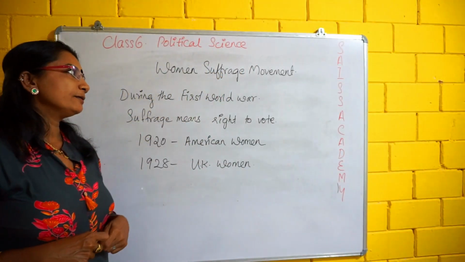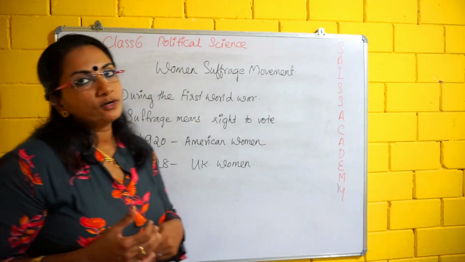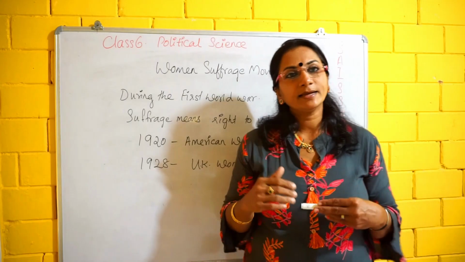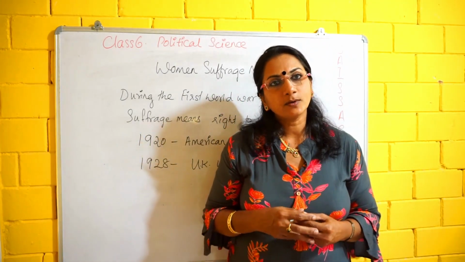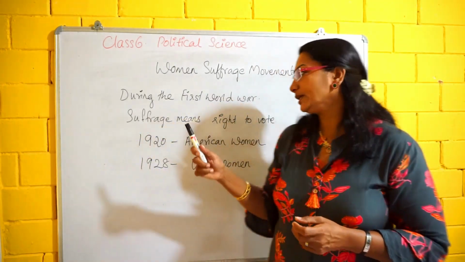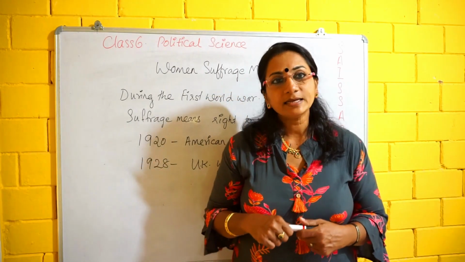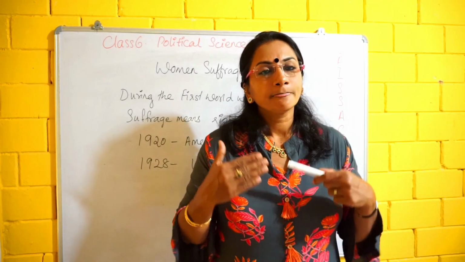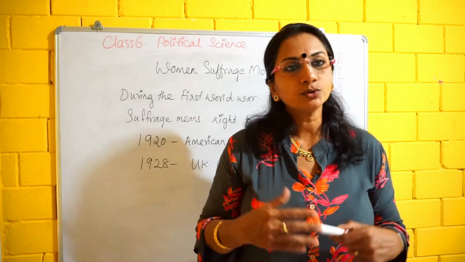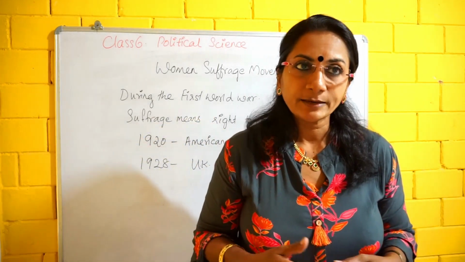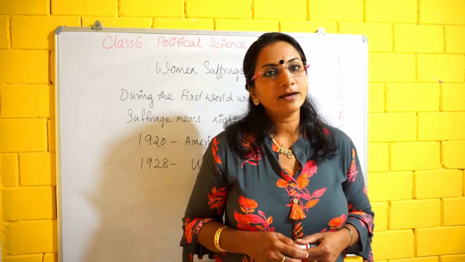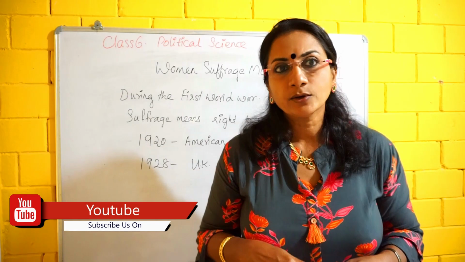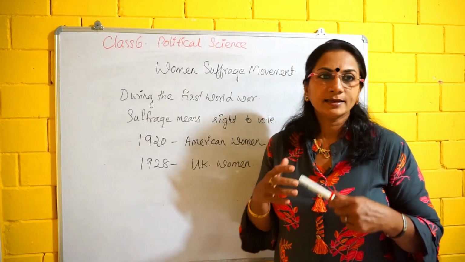One more topic is there, the women's suffrage movement. What is it? Women's struggle to vote got strengthened during the First World War. Before that, they did not have any right to vote. This movement is called the women's suffrage movement, as the term suffrage usually means the right to vote. Many suffragists were imprisoned and went on hunger strikes. Many women made a struggle to get the right to vote, and finally, in 1920, American women got the right to vote, and women in the UK got the right in 1928. Okay, here comes the end of the chapter.